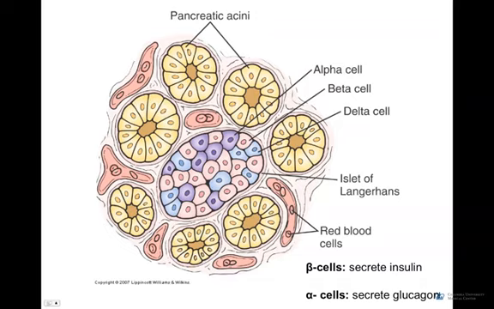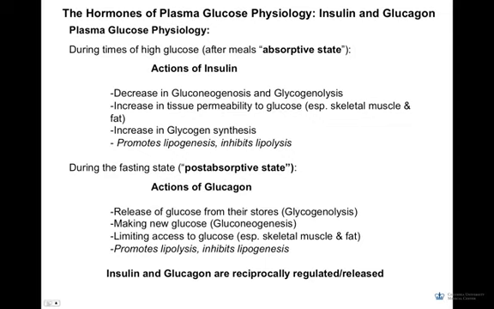If we take a closer look, what we see here is a cartoon representation of a portion of pancreas. We see the ductal portion, the exocrine portion, in yellow, and then at the center we see one of these islets of Langerhans, and it's composed of multiple cell types. Two of these cell types are of particular interest to us, the alpha cells and the beta cells. The alpha cells and beta cells produce two different hormones. The beta cells produce insulin. The alpha cells produce a hormone called glucagon. These are the two hormones that are critical for the absorptive state versus the post-absorptive state.